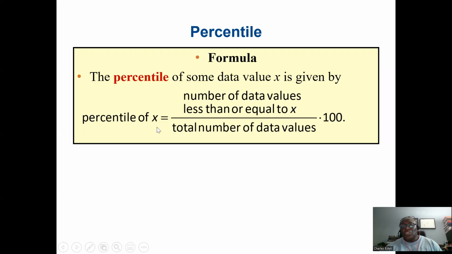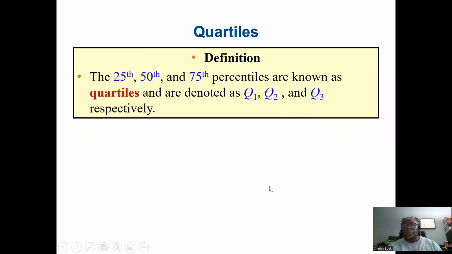So to find the percentile of a value, let's say the value is X, it will be the number of data values less than or equal to X. We have to count all the values that are less than or equal to X. First, again, we have to put the values in increasing order before we count. Then we divide by the total number of data values, which is N, then multiply by 100. So here we have a definition.